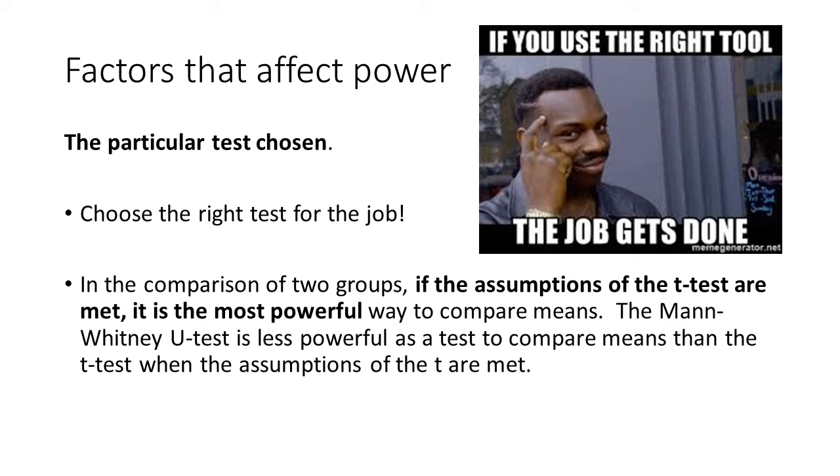So the example I have up here is if you're just comparing two groups. You could do that with dummy coding and moderated regression, or you could do that with dummy coding and regression. You could do that with a t-test. Technically, you could do it with an analysis of variance. You could do it with a Mann-Whitney U-test. You could do it with a Kruskal-Wallis test. You could do it with a Bayesian test. There's so many different ways to just compare two groups.